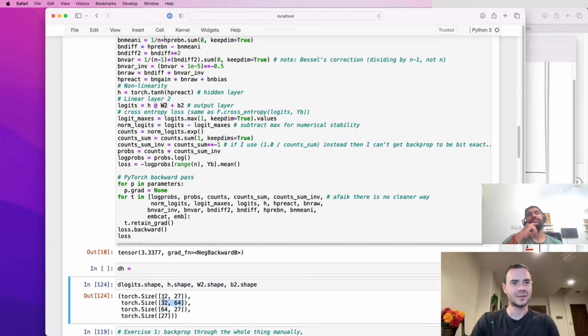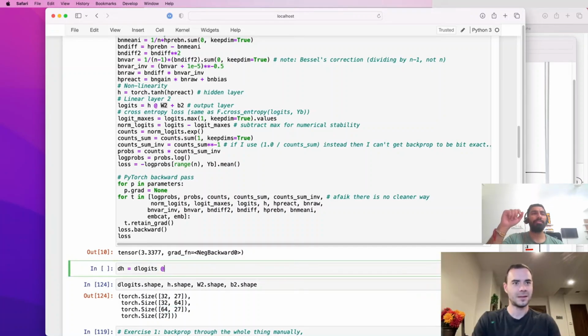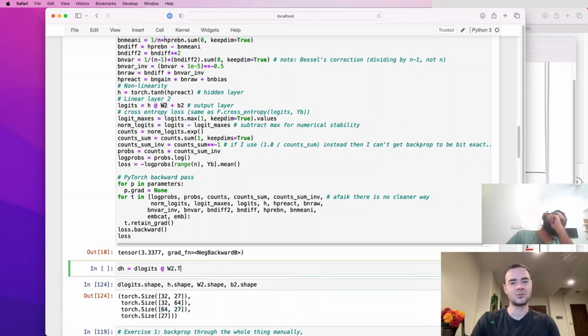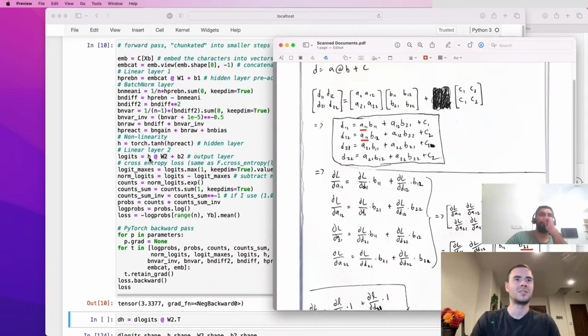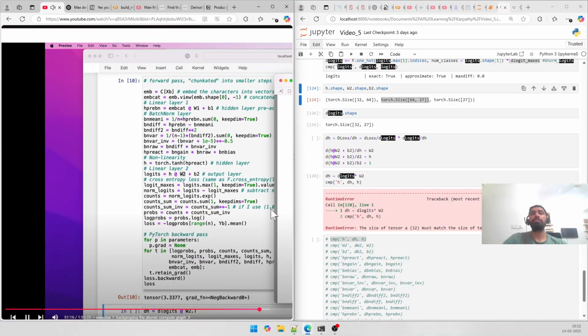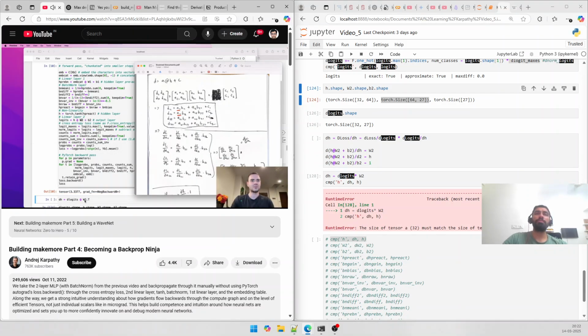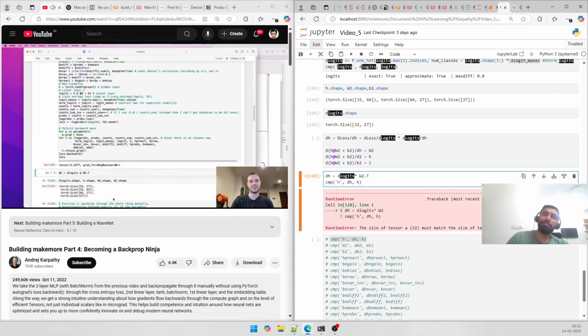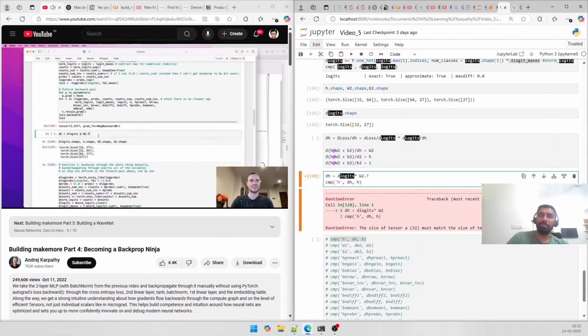The only way to achieve that is to take d logits and matrix multiply it with W2, but I have to transpose it to make the dimensions work out. So W2 transpose is the only way to make the shapes work out when matrix multiplying those two pieces, and that turns out to be the correct formula. So if we come here, we want dh, which is dA, and we see that dA is dl by dd matrix multiply b transpose. So that's d logits multiplied by W2 transpose, which is exactly what we have here. So there's no need to remember these formulas.